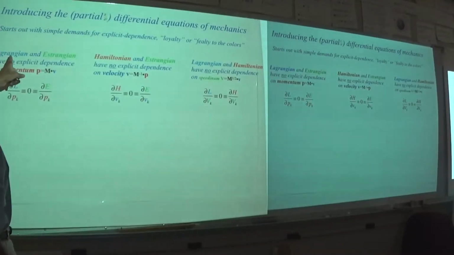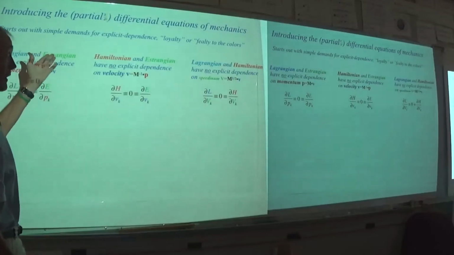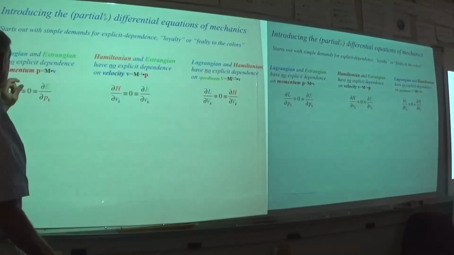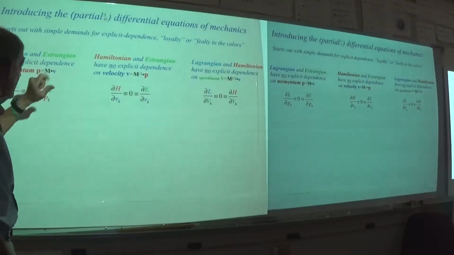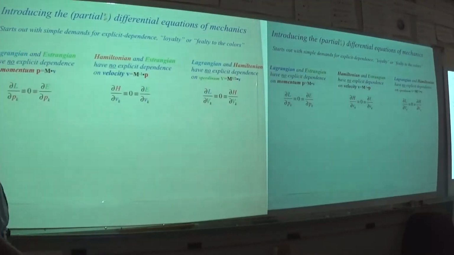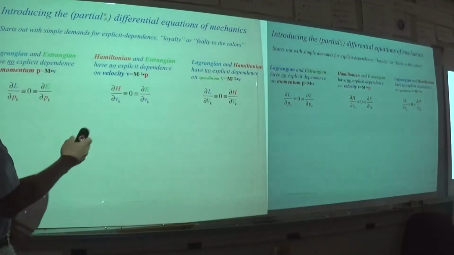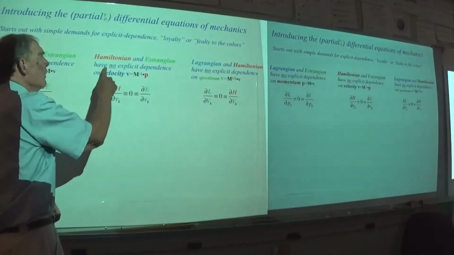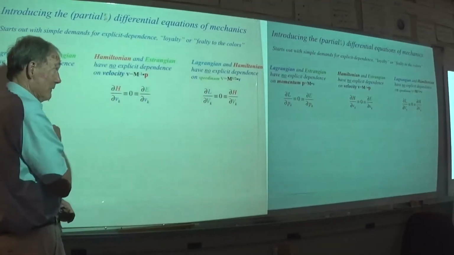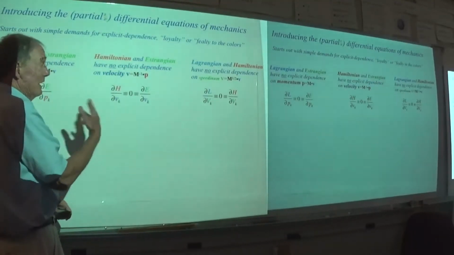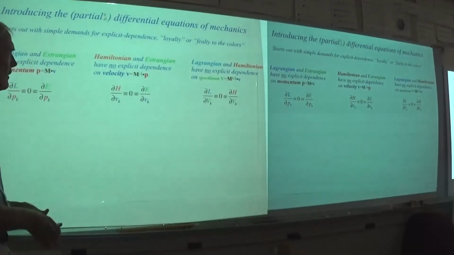We want the Lagrangian, and if you're going to do Lagrangian, we want it too. But here, we want the Lagrangian to have no explicit dependence on momentum. And then the Irish said, no, I'm going to work with energies where I have no explicit dependence on velocity. Well, who's right? Well, they're both right. That's what we're going to try to make.